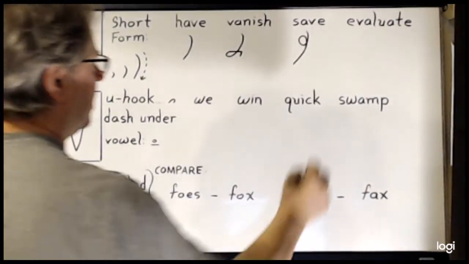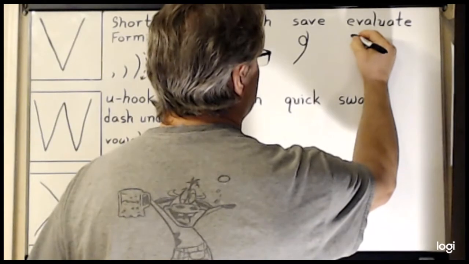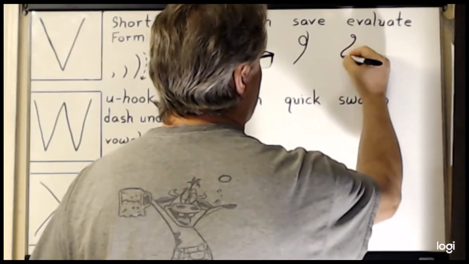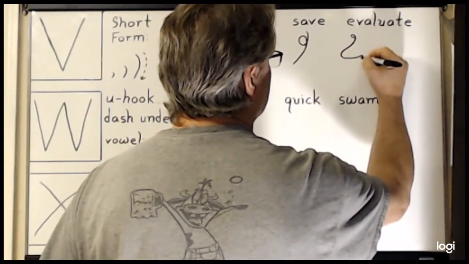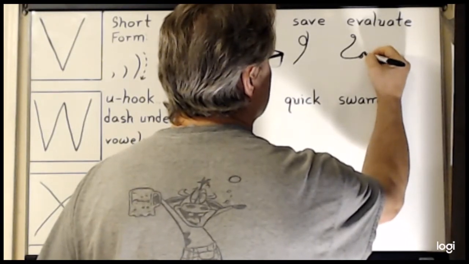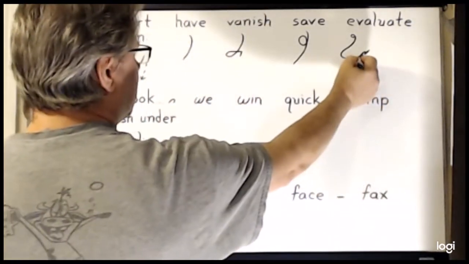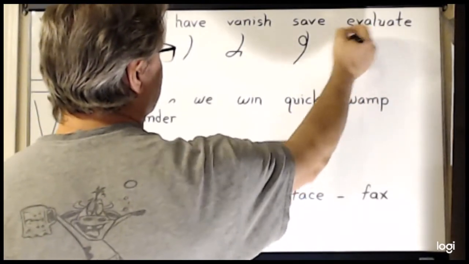For evaluate will be the E, the V, L, the E sound, the U, and the T. And this E here is representing the Y glide into eval, the U.